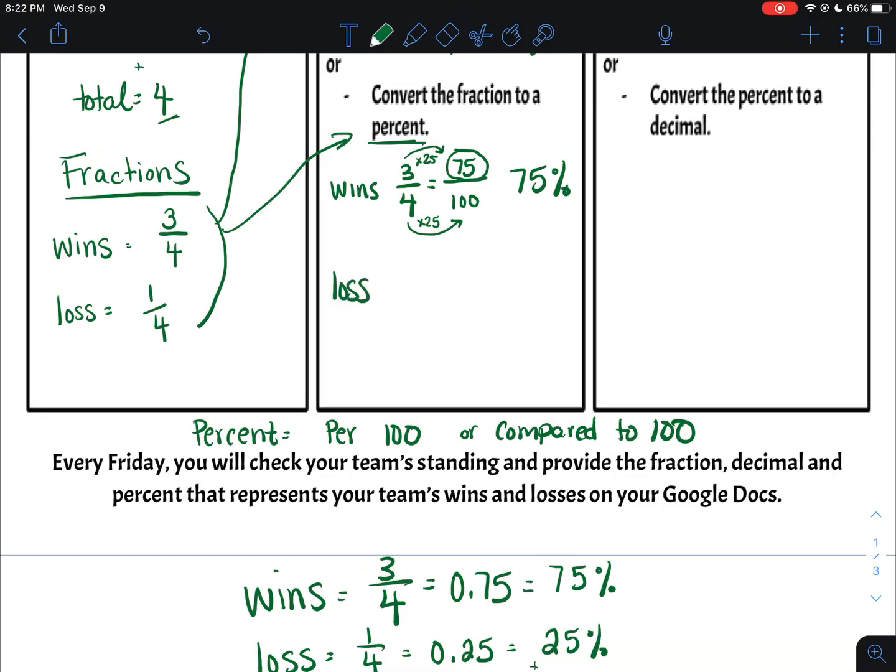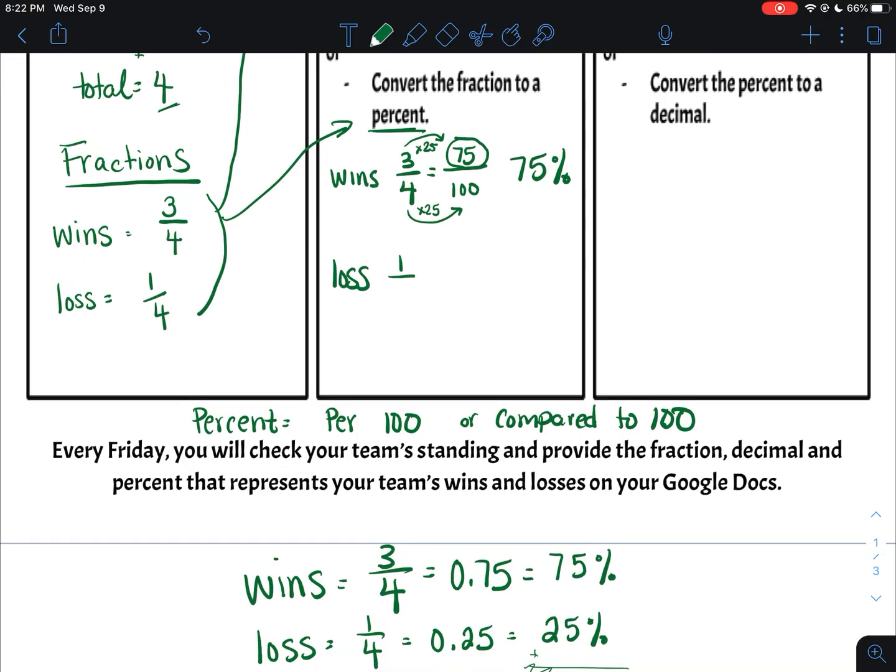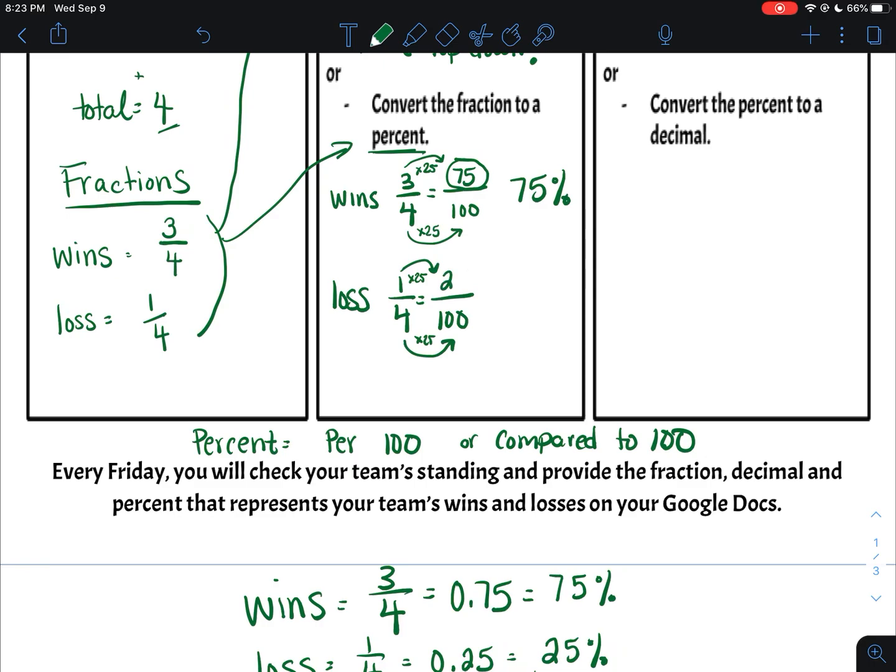Same thing with your losses. You've lost 1 out of 4, but you want a percent, so it needs to be out of 100, or have a 100 in the denominator. So how do I get from 4 to 100? Multiply by 25. Multiply by 25. 25 out of 100 is 25%. Okay, so right there you have your fraction to your percent by getting it out of 100.